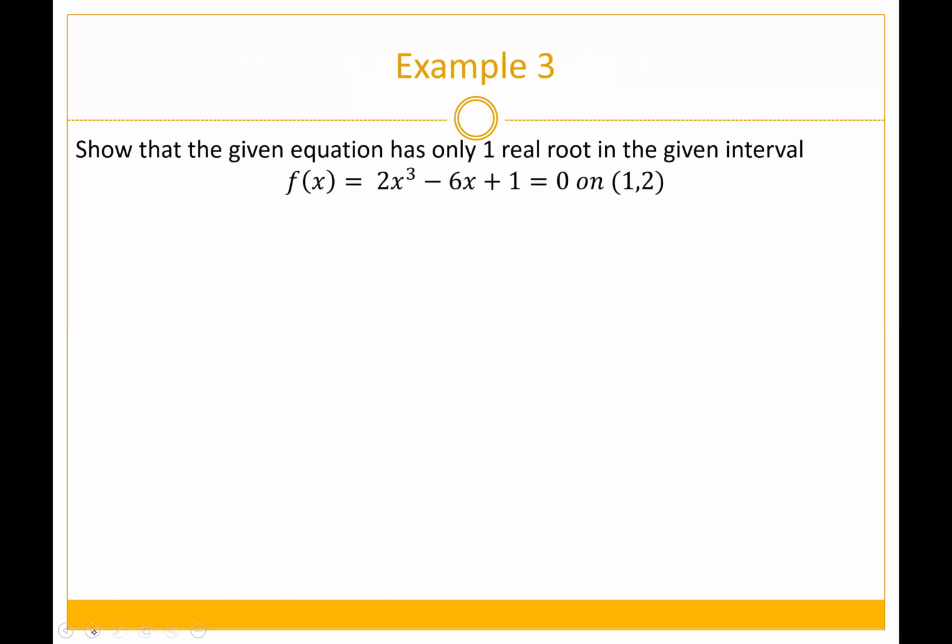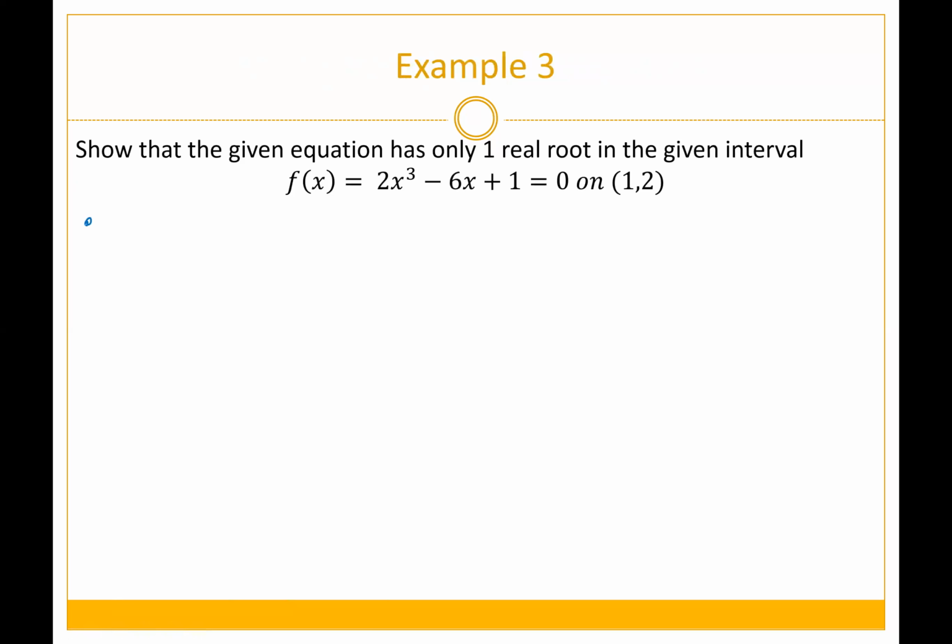Yeah, that's example 2. Now this is the most important example of this section, where we get a chance to prove that the given equation has only one real root in the given interval. As I say, the step to do that is to first use the intermediate value theorem to prove that you have at least one root on that interval, and then the next step is to use the mean value theorem to prove that there's only one root.